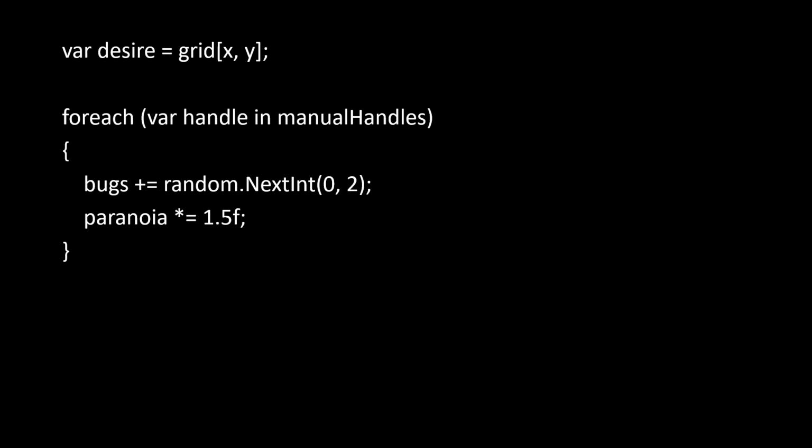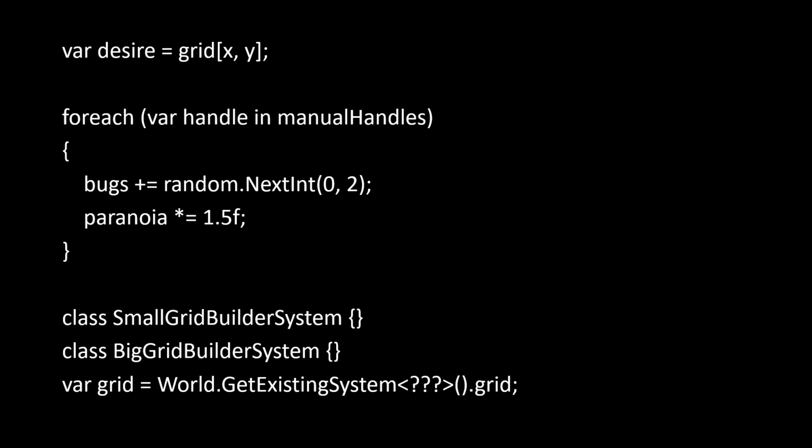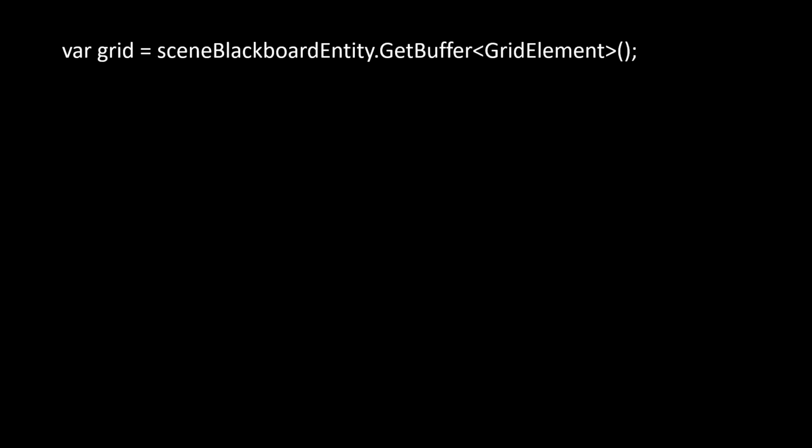We also have an ownership problem. What if we have more than one algorithm that can generate our grid? Who do the other systems go to when they need grid access? We could instead give the ownership of the grid to an entity using a dynamic buffer. This gives us automatic dependency management, and combined with Blackboard entities, this also solves our ownership problem.